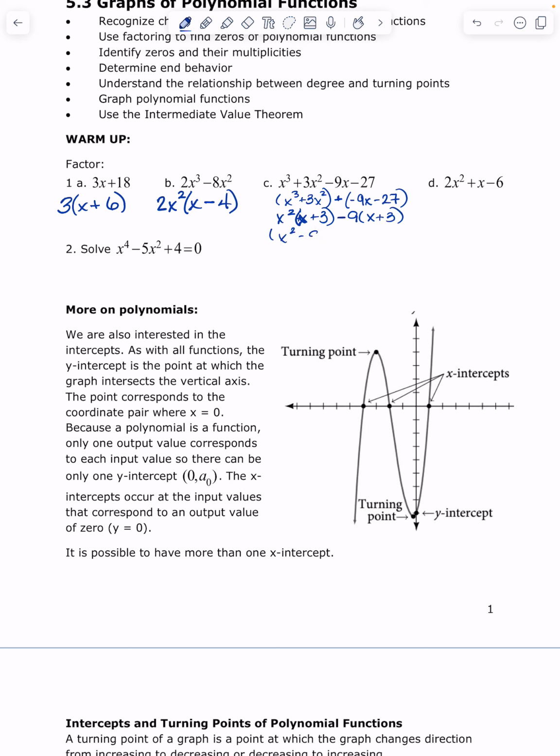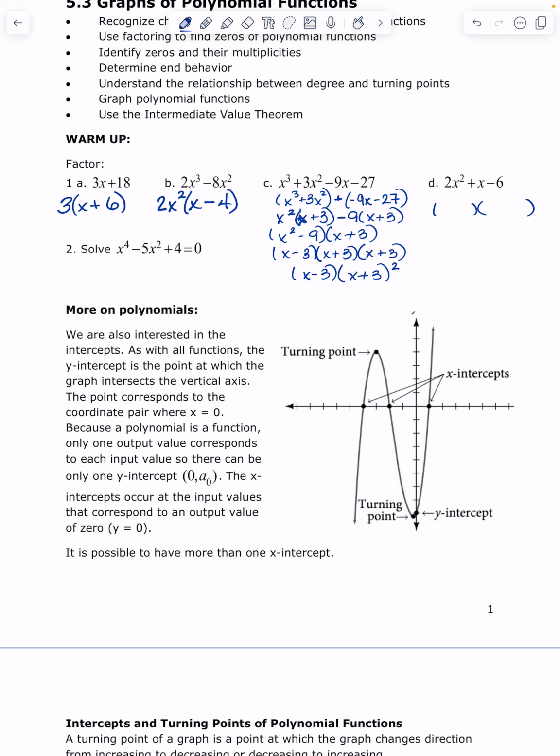I get x squared minus 9 times x plus 3. I can factor this difference of 2 squares into x minus 3 times x plus 3. And if I want to be as concise as possible, x minus 3 times x plus 3 squared.